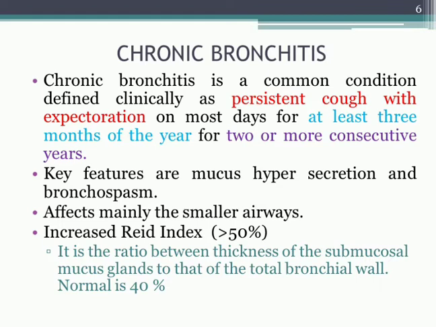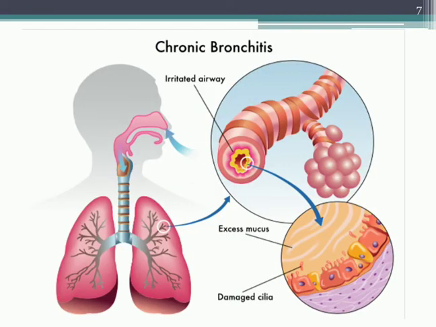In chronic bronchitis patients there is an increased Reid index. That means the thickness of the submucosal gland is increased, so more than 50% will be there. Whenever there is a chronic irritation of the airway, there is a hypersecretion of mucus, and also ciliary damage. The excess mucus will be blocking the airway, which causes the obstruction.